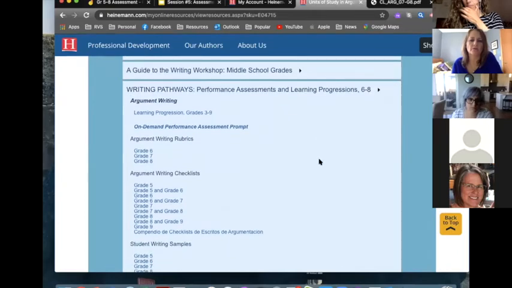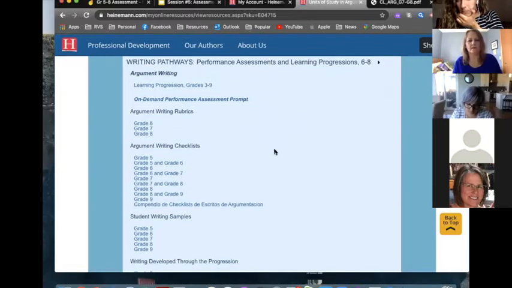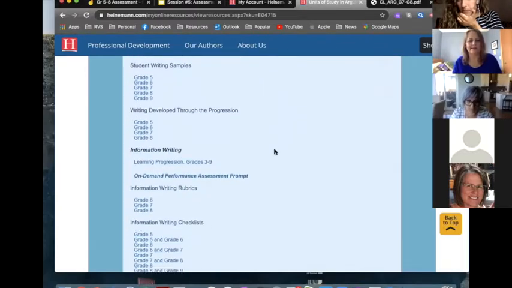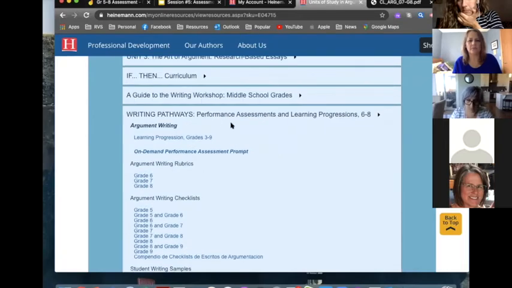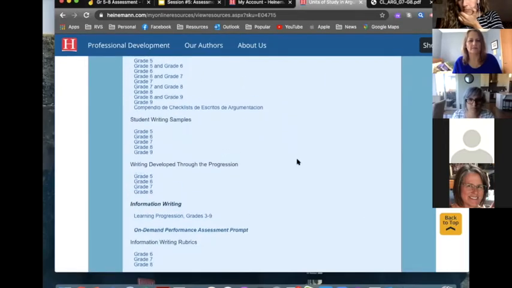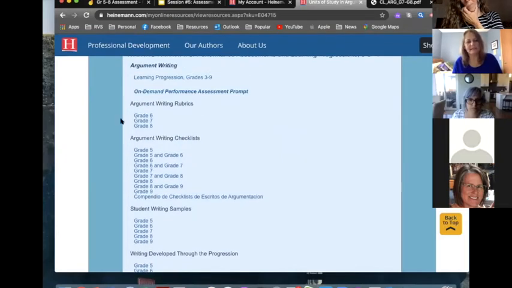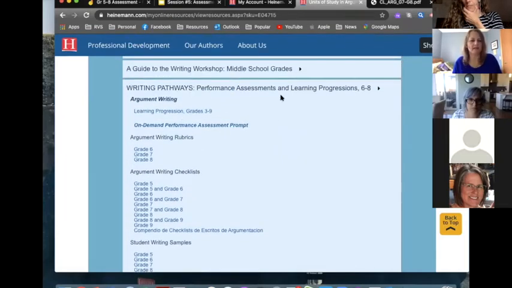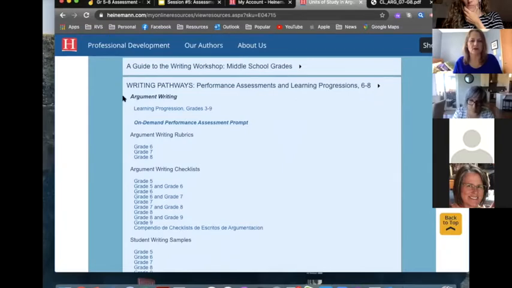And what's really brilliant about this is not only do we get it in a hard copy with our book, but then we have all of these assets for us in the Writing Pathways section of the online place. You will see that just like the units of study, the online is broken down into the 3 main genres. So everything to do with argument writing is going to be in this first section.